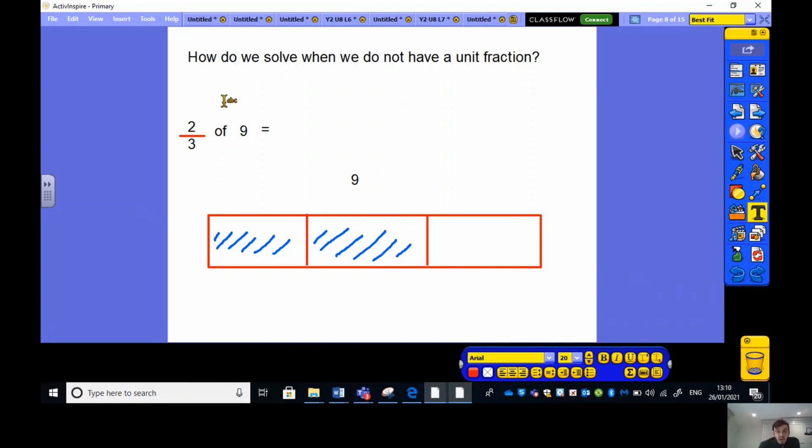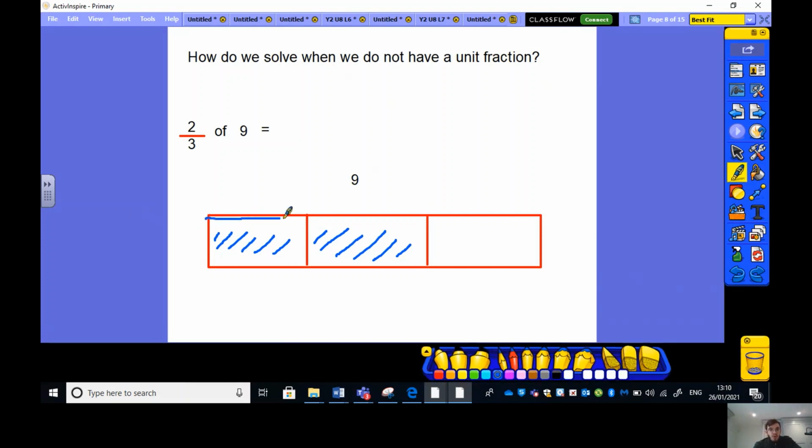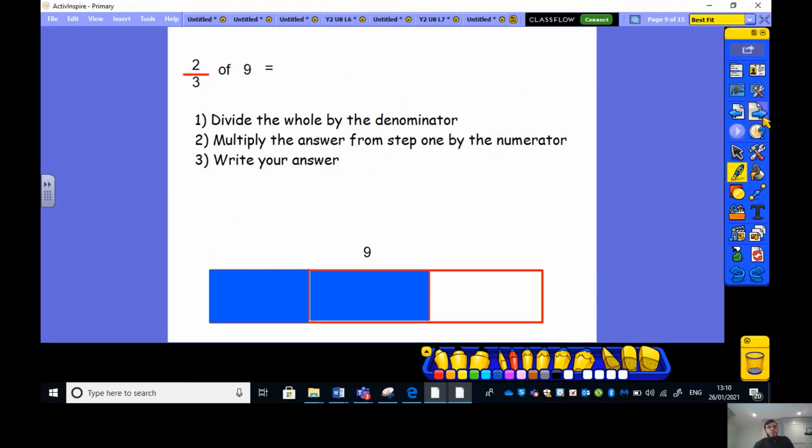Because we know how to solve 1/3 of 9. We do the whole divided by the denominator. And that will tell me what 1/3 is. But I don't want to know what 1/3 is, I need to know what 2/3 of 9 is equal to. And this is all we do. We add an extra step. We divide the whole by the denominator, which is what you've all been doing. But we add this extra step. We multiply the answer from step 1 by the numerator, because the numerator tells me how many parts have been shaded in and how many parts of the denominator we have.